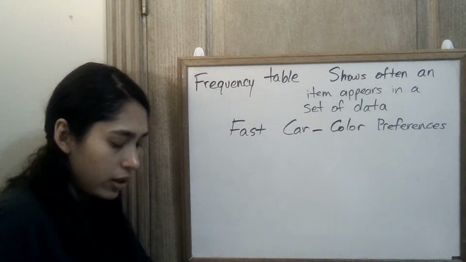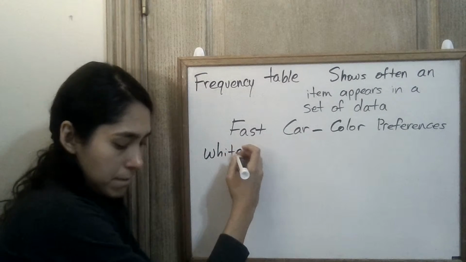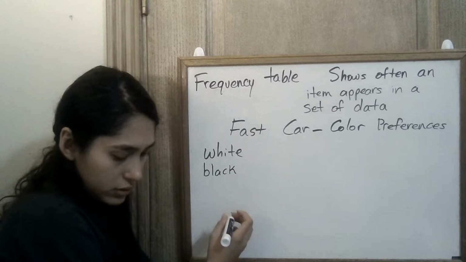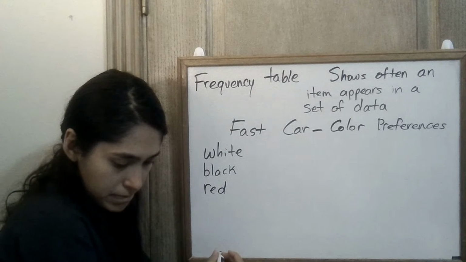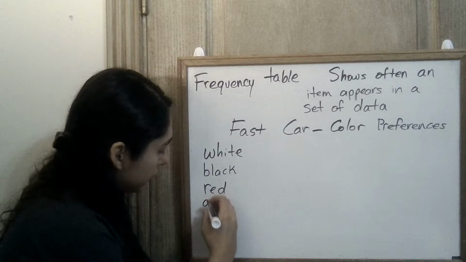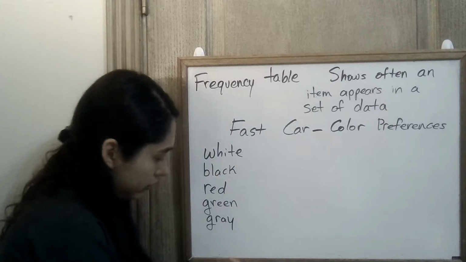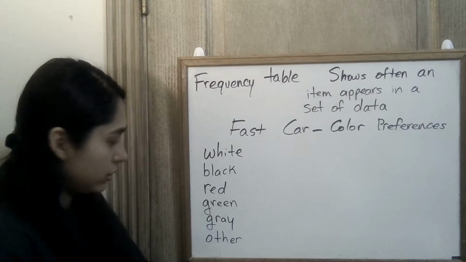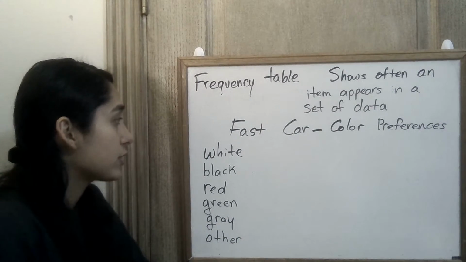So let's say that they mainly offer white, black, red, green, gray, or other. Oh, I guess this didn't include blue or yellow. I guess those are probably not very popular cars at this dealership.